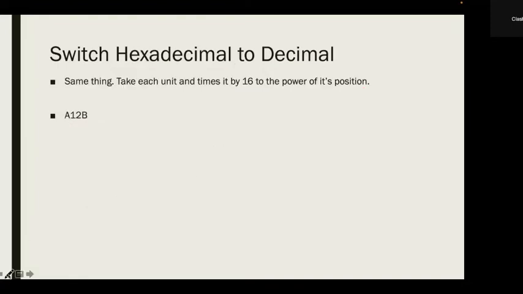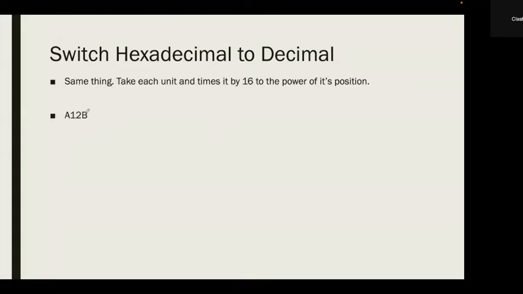Now let's look at how you switch hexadecimal numbers to decimal numbers. It is actually the same logic as last time. It's basically the same thing as what you do when you switch binary numbers to decimal numbers. You take each unit and you times it by 16 to the power of its position. So pause the video right now as before and try this problem yourself before seeing the solution. All right? Okay, let's take a look at the solution here.